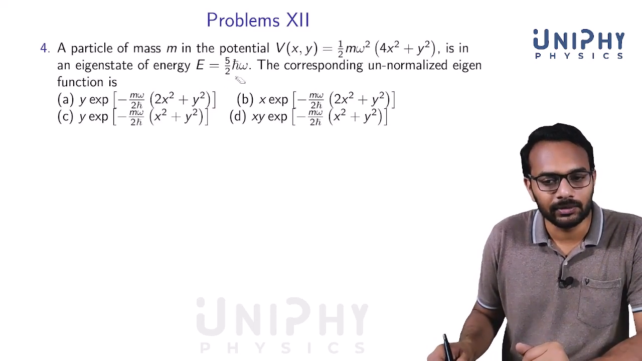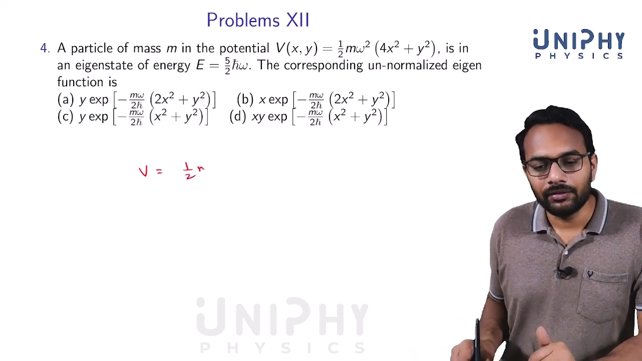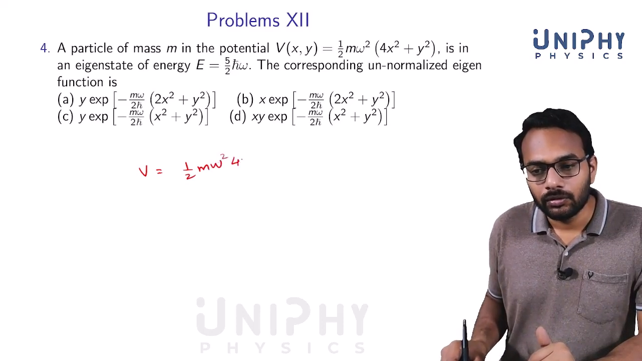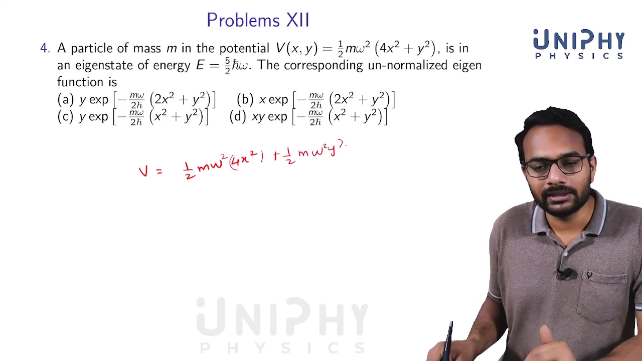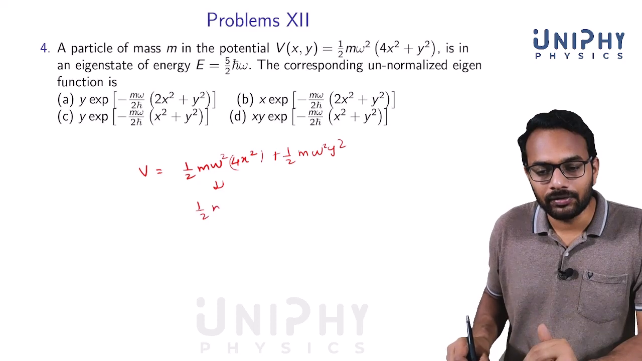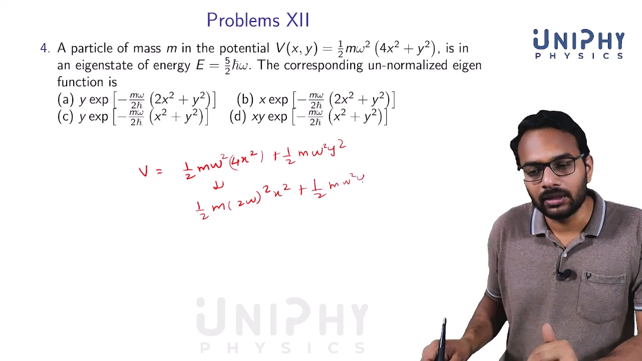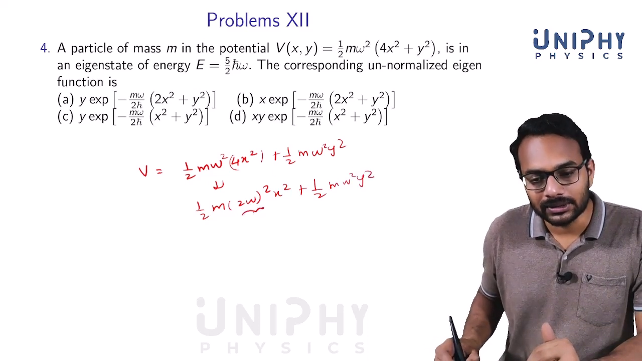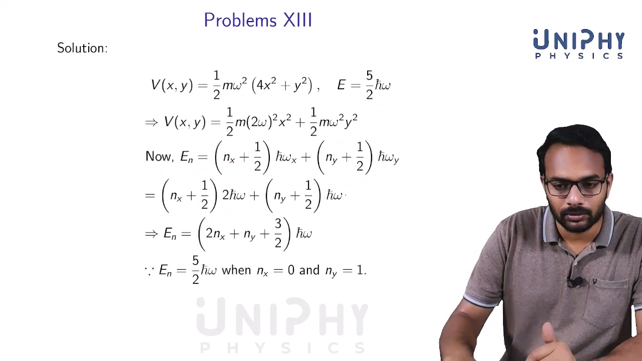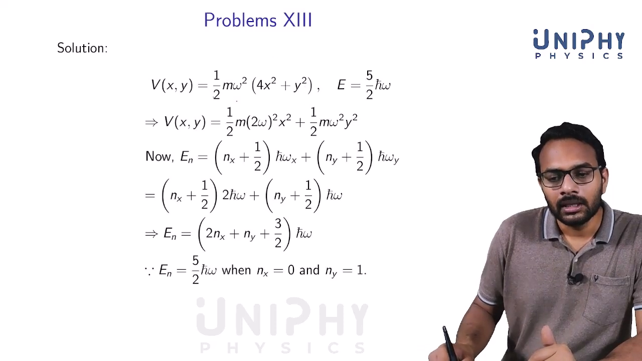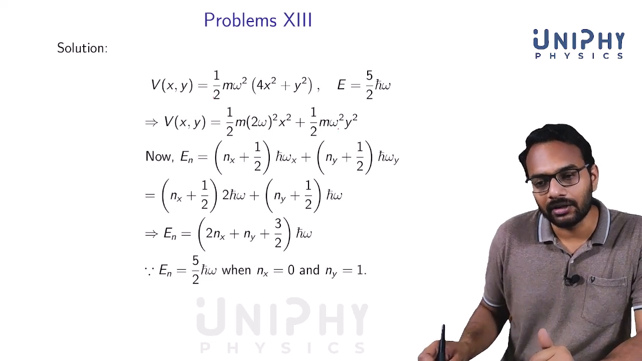So the energy is given, and we'll do the usual trick. We'll write this V as half m omega square x square plus half m omega square y square. Now this you can write as half m 2 omega square x square plus half m omega square y square. So you can consider this as an oscillator with frequency 2 omega and this as an oscillator with frequency omega. That's exactly what we'll do. So V of x comma y is written as half m 2 omega square x square plus half m omega square y square.